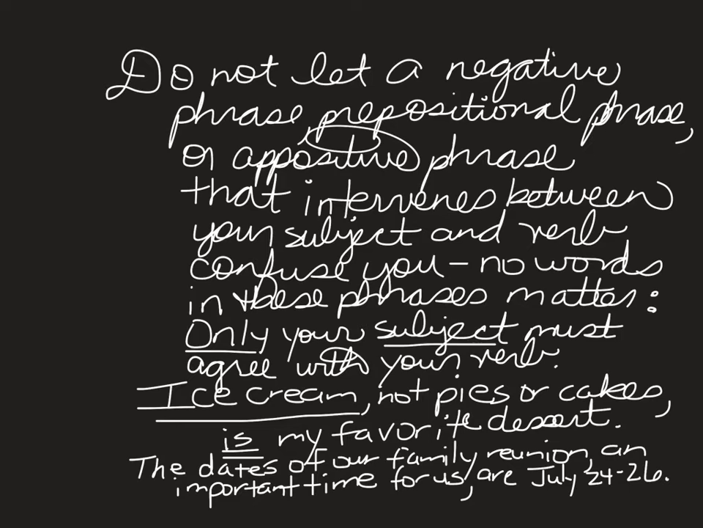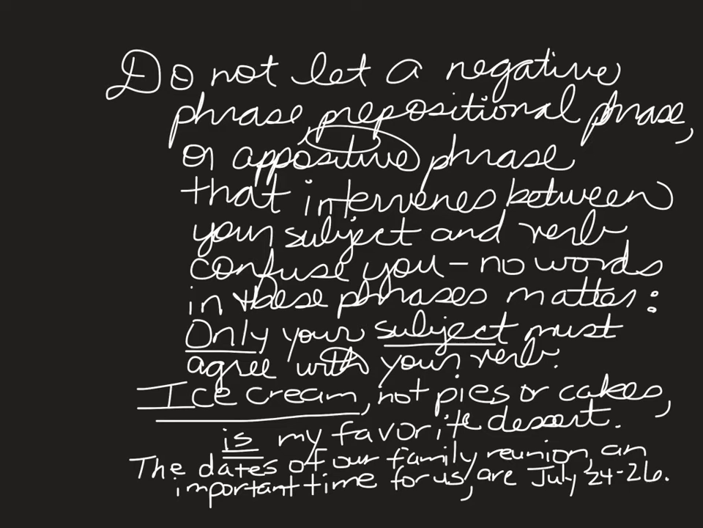This lesson is for April 2nd, and it covers the topic of problems with subject identification. All right, so slide 1. Do not let a negative phrase, a prepositional phrase, or an appositive phrase that intervenes between your subject and verb confuse you. Remember, no words in these phrases matter when it comes to subject-verb agreement. Only your subject must agree with your verb.